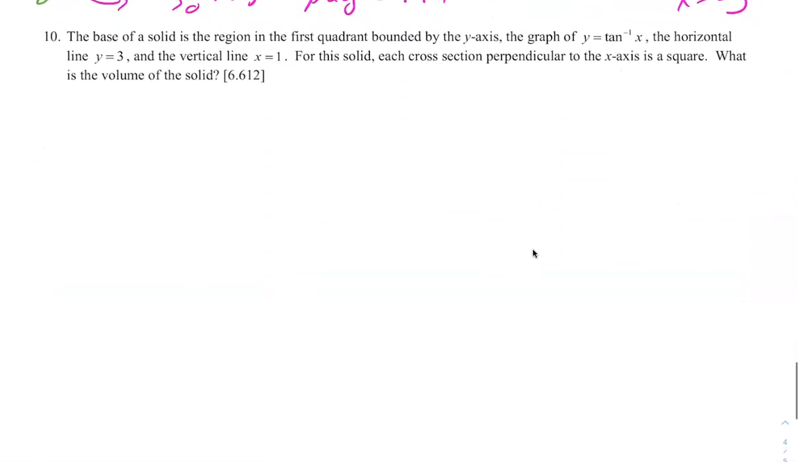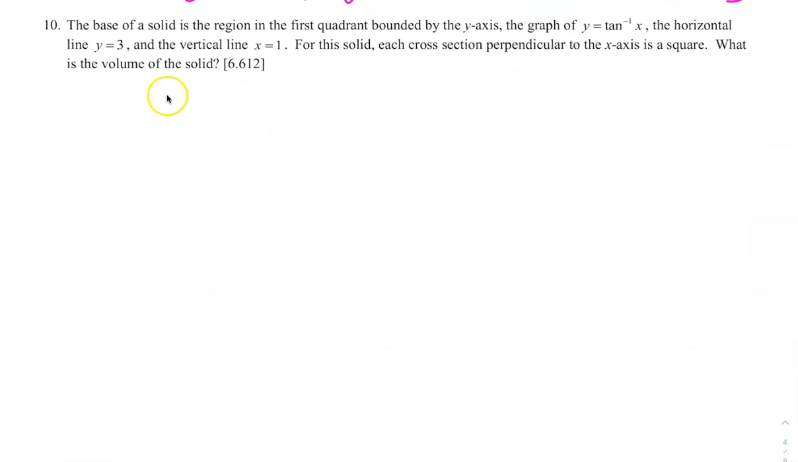One last problem. The base of a solid is a region in the first quadrant bounded by the y-axis. The graph of y equals tan inverse again. The horizontal line y equals 3 and the vertical line x equals 1. Each cross-section perpendicular to the x-axis is a square. What is the volume of the solid?